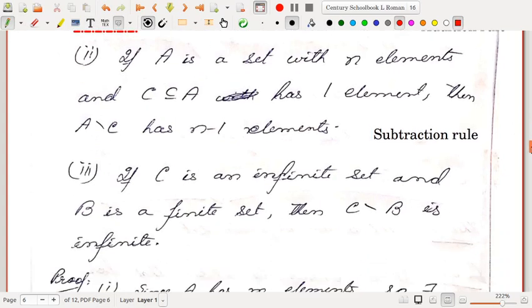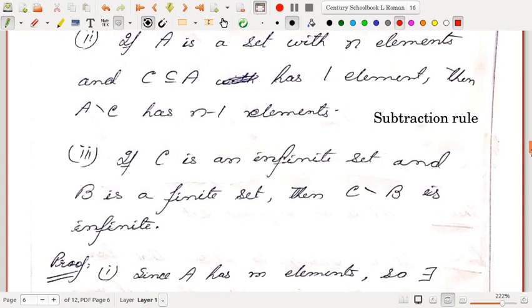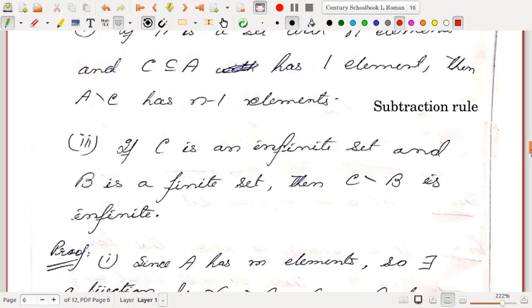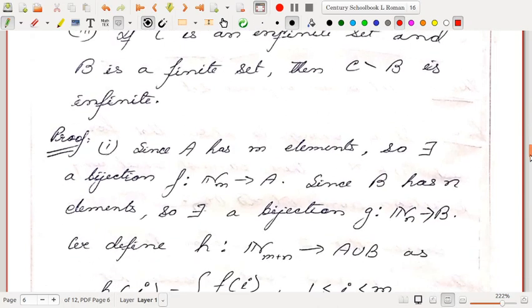And then if C is an infinite set and B is a finite set, then C difference B is always infinite. So if we take the difference of an infinite set and a finite set, then we get an infinite set only. So let us try to prove it one by one.